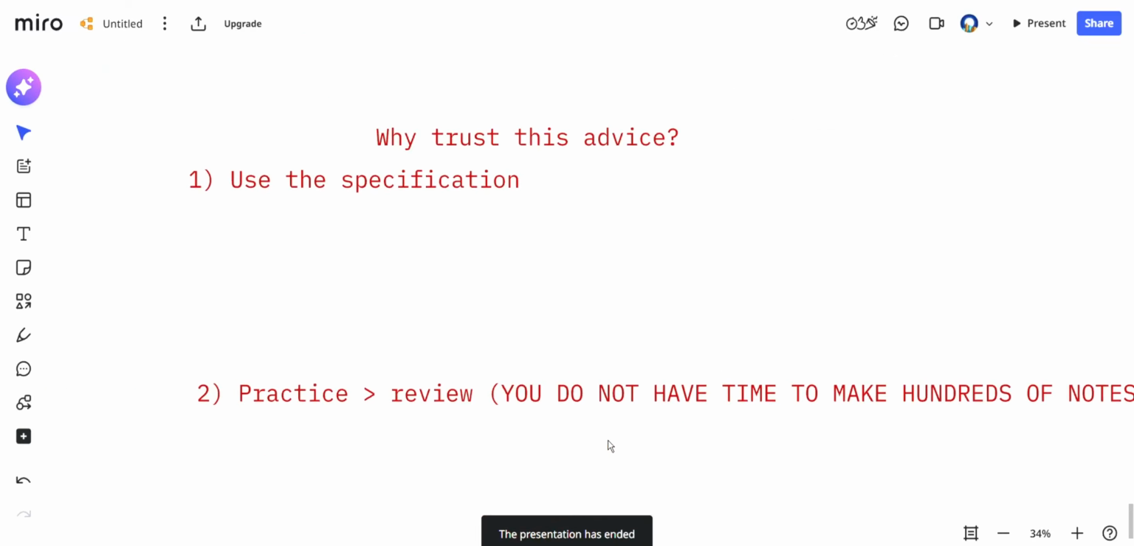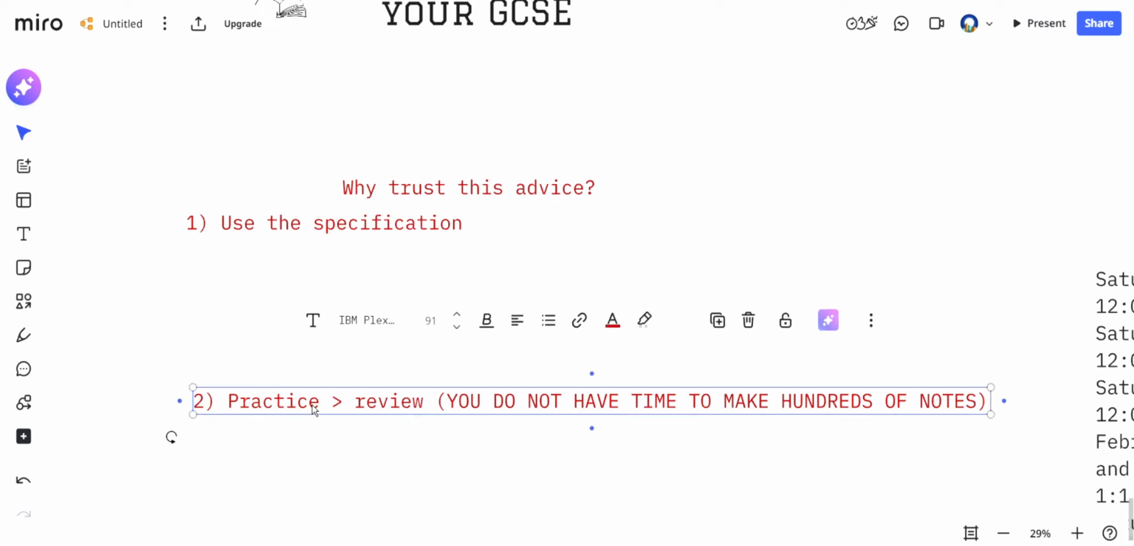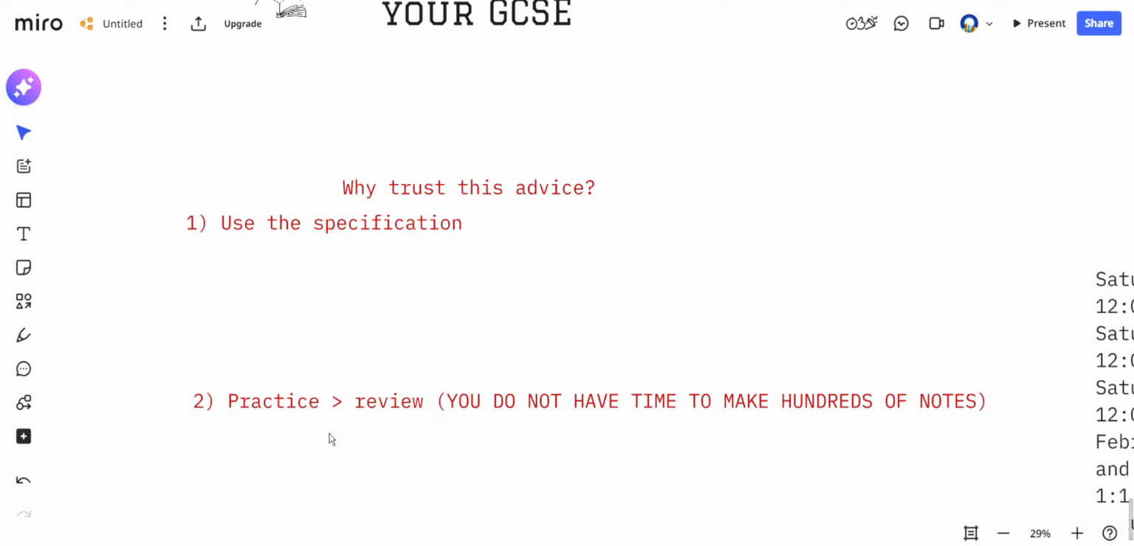The next tip that I have now is practicing and then reviewing. So you do not have time to make hundreds of notes. And what does that even mean? A lot of students think, I will study the spec, I will make notes first, and I will make sure I have tons of notes and I've studied absolutely everything, and then I will start testing myself. Now that is the wrong way to do it.